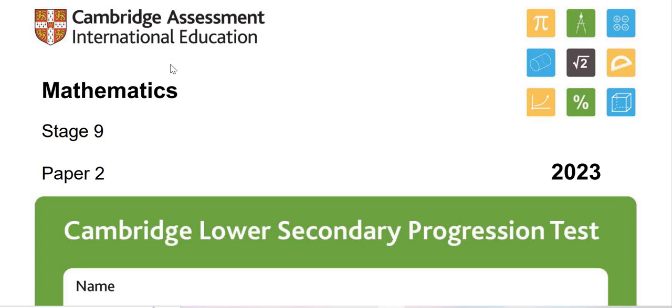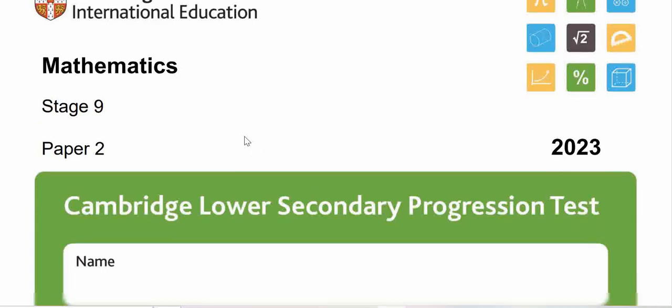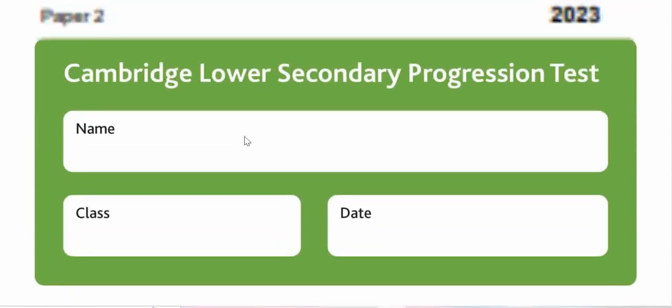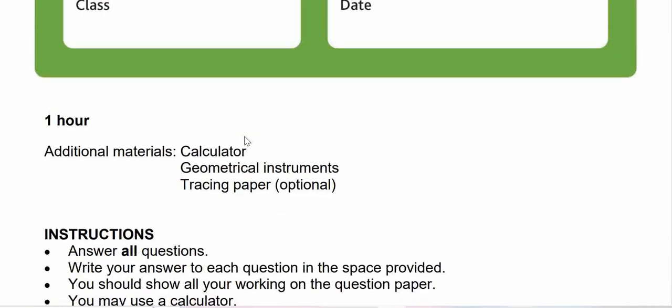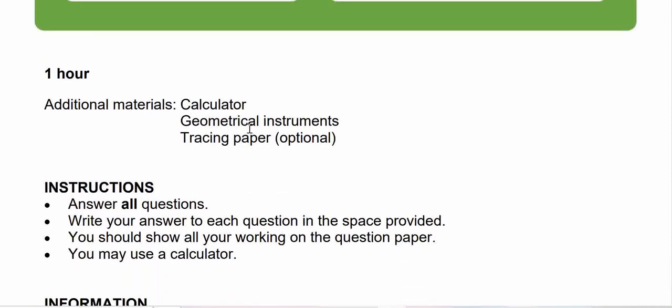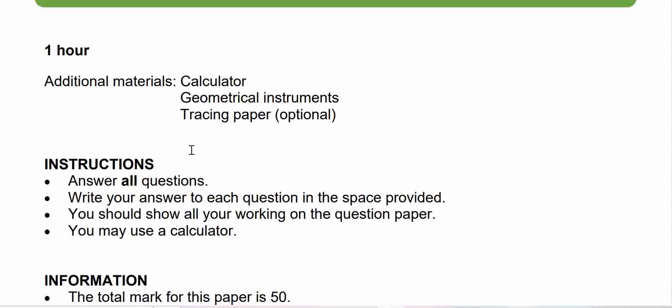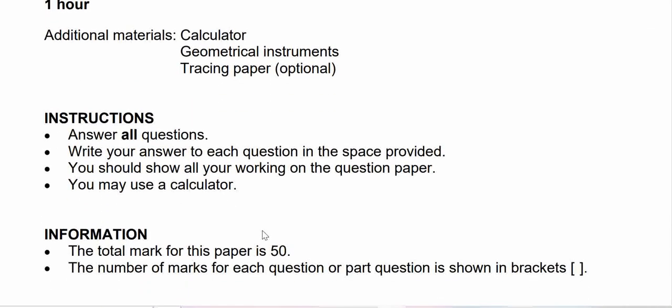We will discuss Mathematics Stage 9 Paper 2. Past paper 2023 is for Cambridge Lower Secondary Progression Test. So let's get started. This is a paper 2, so you may use a calculator, geometrical instrument, tracing paper. Duration is 1 hour. Total mark is 50.